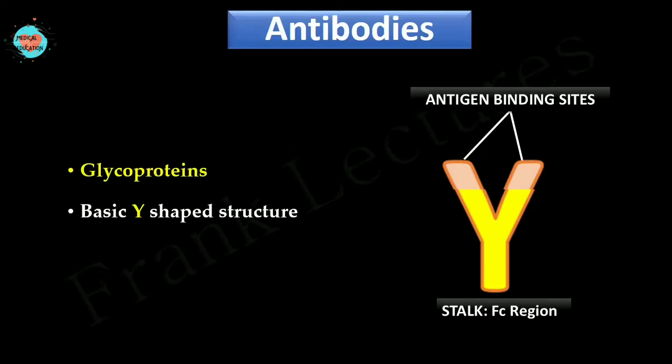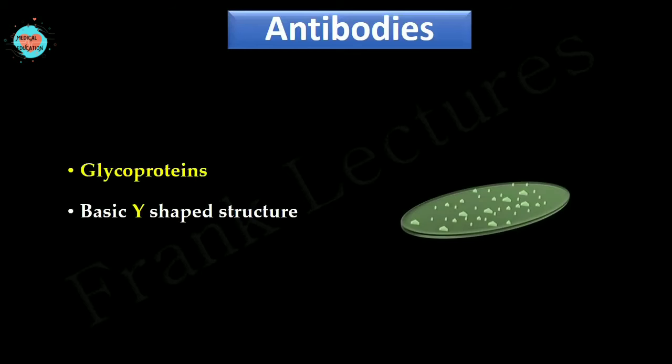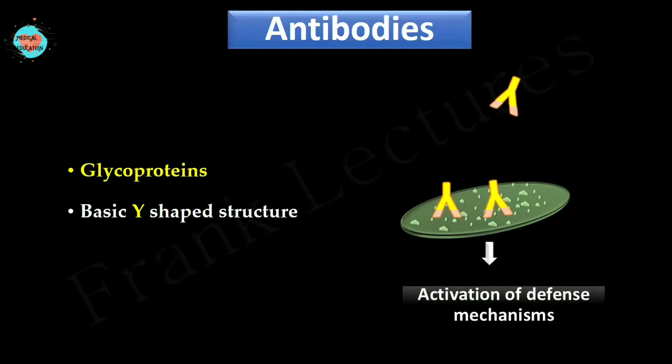as Fc region. These antibodies circulate in the lymph and blood. From there, they reach the site of invasion by the pathogen. They bind to the pathogens or antigens and activate defense mechanisms that lead to the destruction of the pathogen.